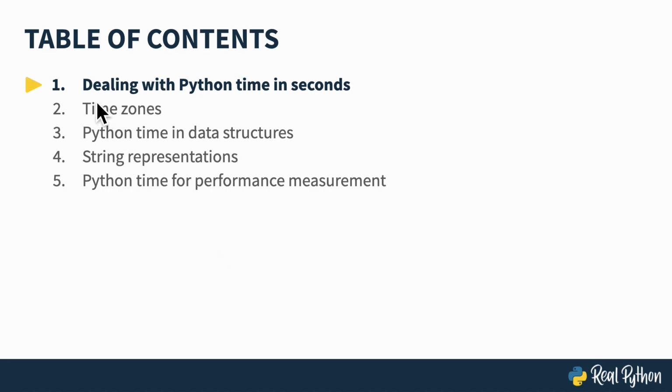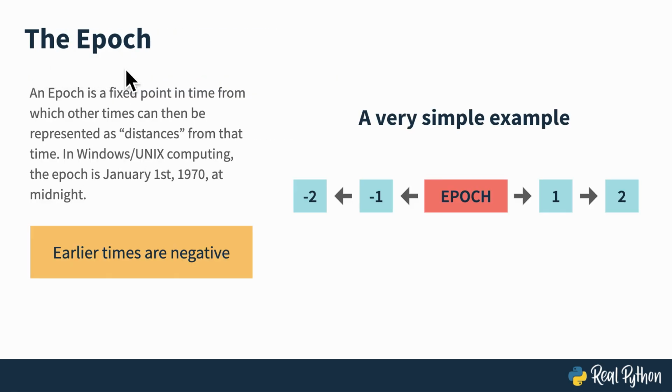In this lesson, I'm going to take you through the foundational way that Python handles time, which is as a floating point number of seconds. And to understand how that works and how that's even possible, you'll need to understand a concept called the epoch. What is the epoch? Well, an epoch is just a fixed point in time from which other times can then be represented as distances from that time.